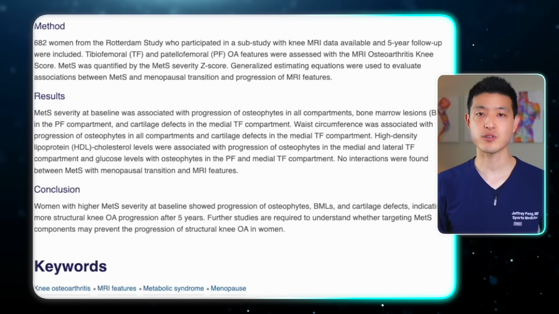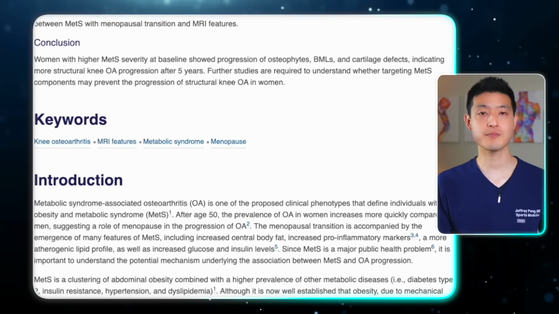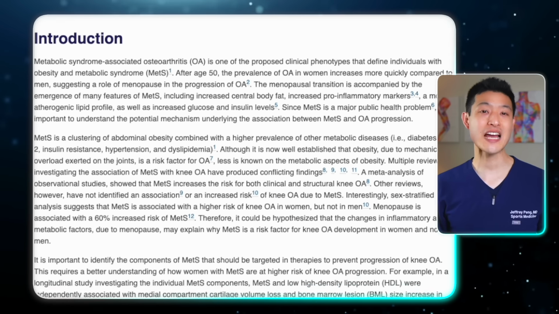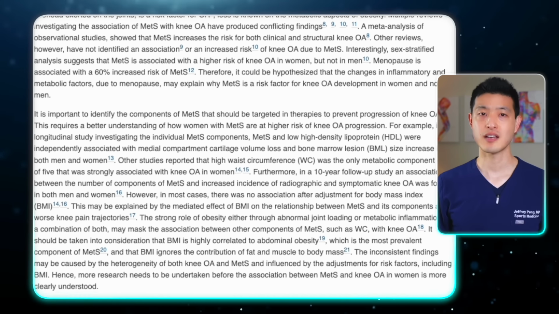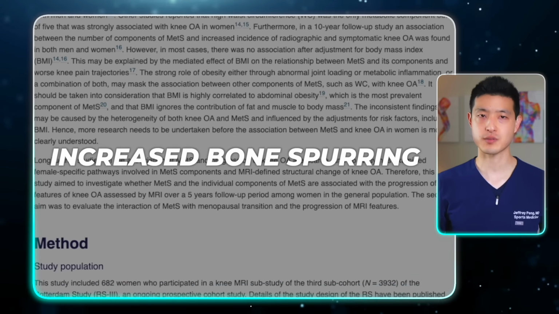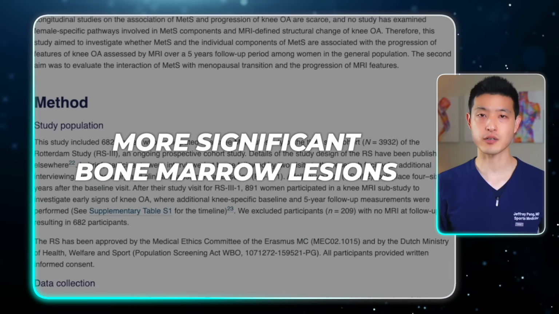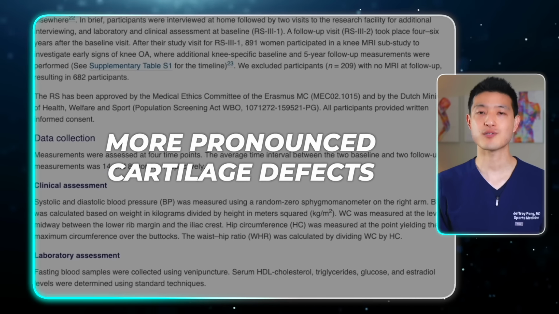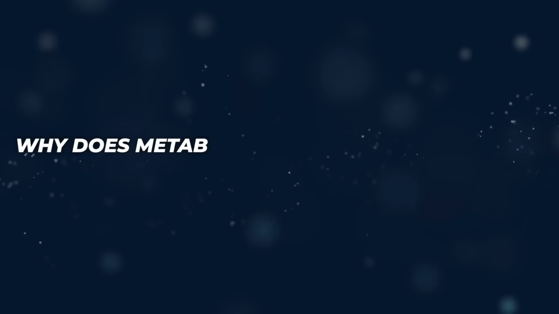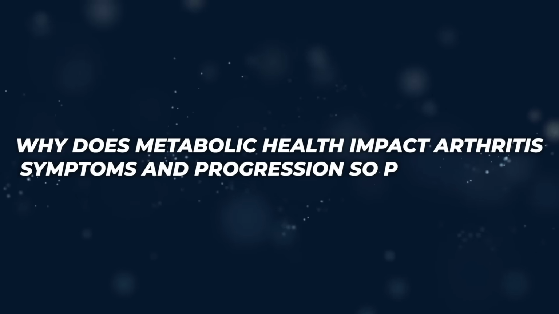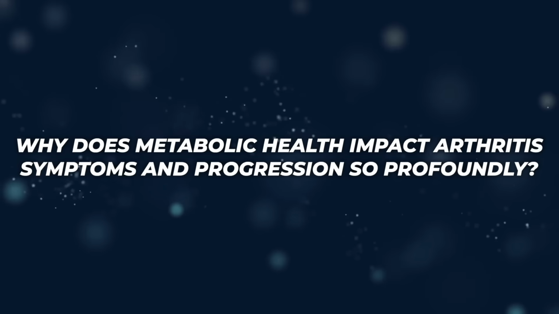Clinical research has established a link between metabolic syndrome and the progression of arthritis. Recent findings show that individuals with more severe metabolic syndrome experience faster deterioration of their arthritis, as evidenced by increased bone spurring, more significant bone marrow lesions, and more pronounced cartilage defects. So the question is, why? Why does metabolic health impact arthritis symptoms and progression so profoundly?